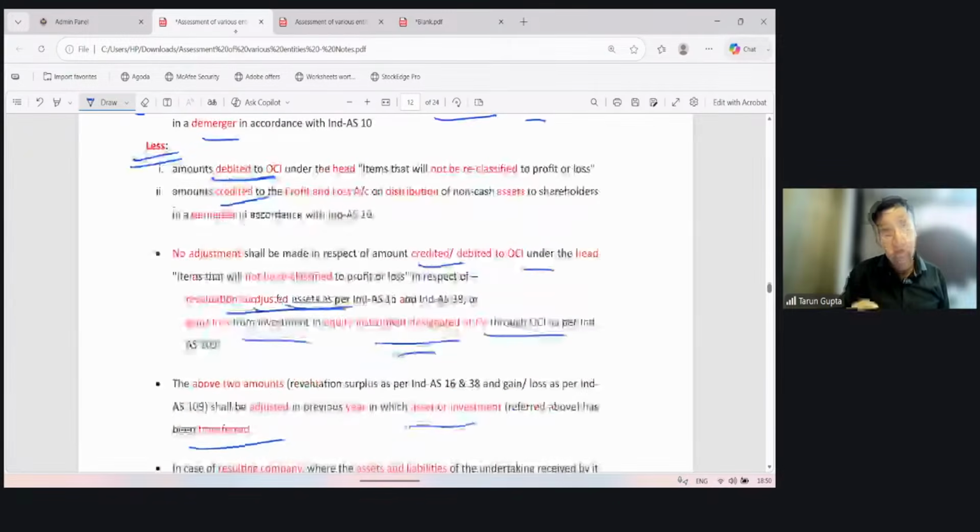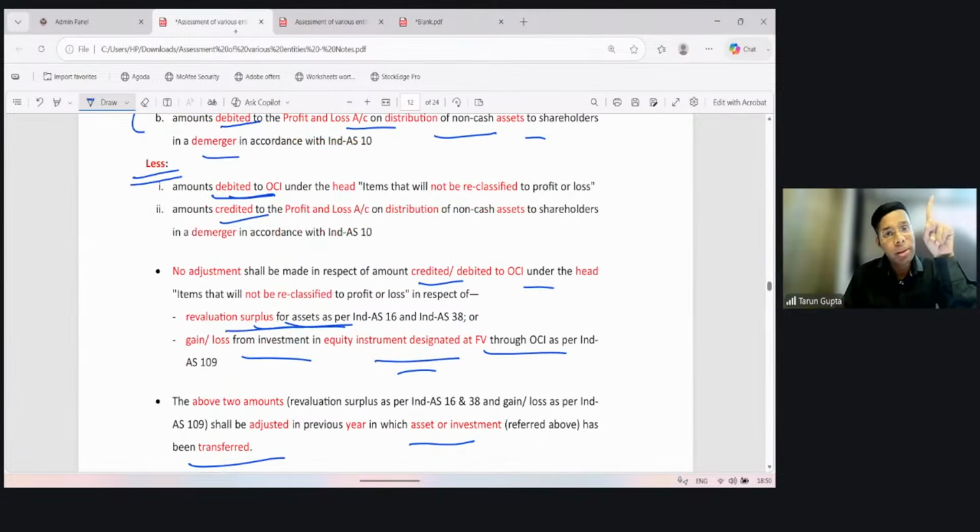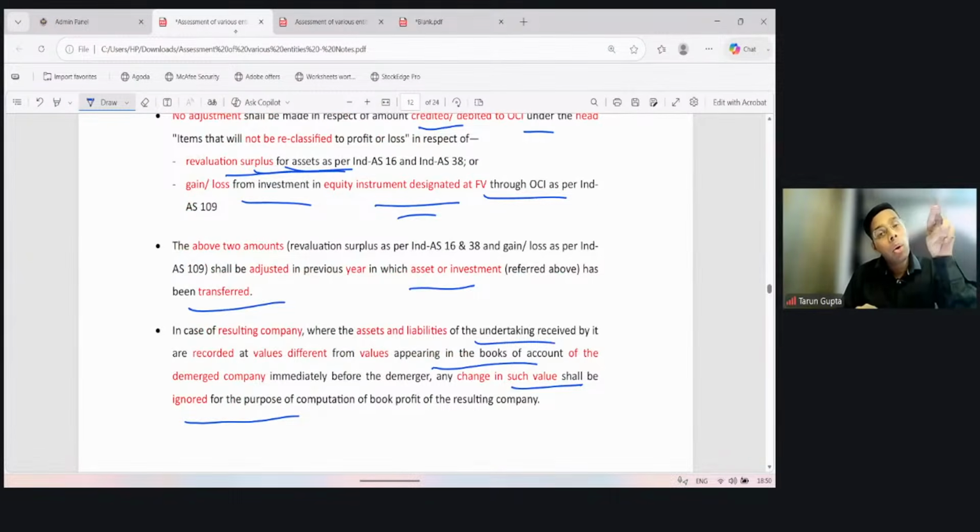Okay. In respect of Ind AS companies, only two things. Any amount stated in the OCI which will not be reclassified to P&L is to be treated for MAT purposes, and any adjustment on account of distribution of non-cash asset to shareholders in a demerger has to be ignored. Even in case of OCI, two items are not considered. What? One, revaluation surplus, and two, amount on account of adjustment to the fair value of the equity instrument. These two items shall be considered only in the year in which they are actually transferred. Okay.